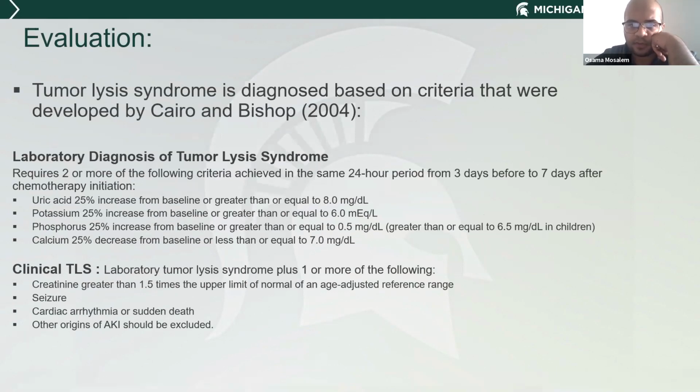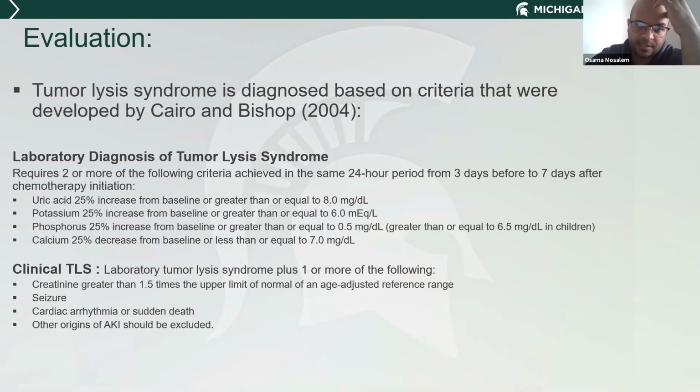So what's the criteria for the evaluation or the diagnosis of tumor lysis syndrome? There was a certain criteria which was developed by Cairo and Bishop for the lab diagnosis of tumor lysis syndrome. So they developed a criteria for laboratory diagnosis and clinical diagnosis of tumor lysis syndrome. For laboratory diagnosis, it requires 2 or more of the following criteria, which is achieved within 24-hour periods, 3 days before or 7 days after the initiation of chemotherapy.